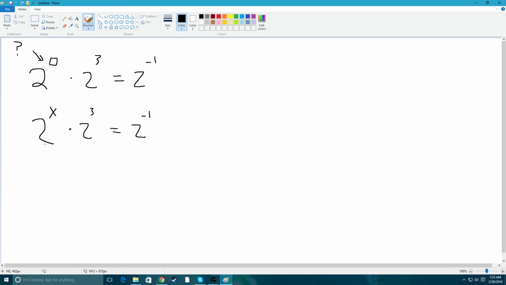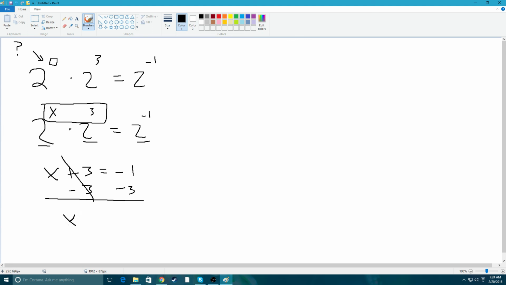Since the bases are the same, they all have a base of 2, we can combine these together. So this is x plus 3 equals negative 1. And we get rid of the plus 3 by subtracting 3 from both sides, and we get x equals negative 4. So negative 4 is the number that we would plug right in here to make this equation work out.